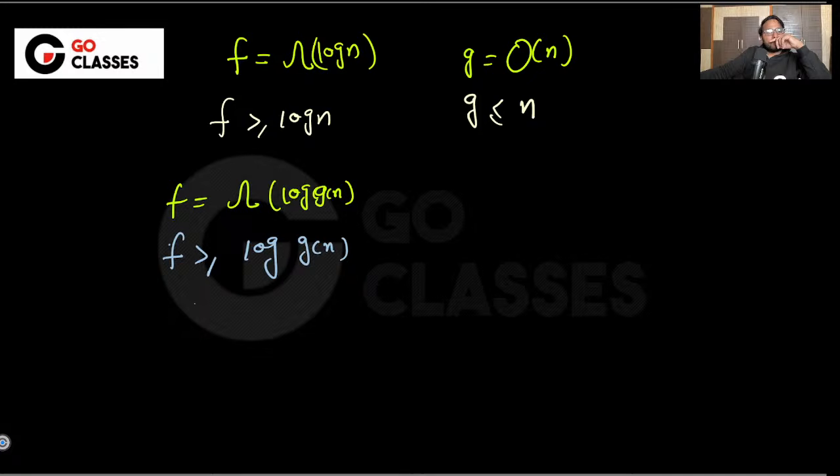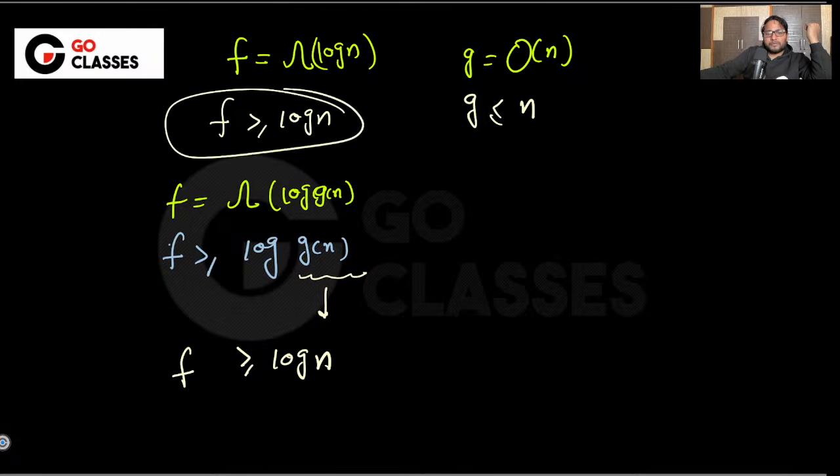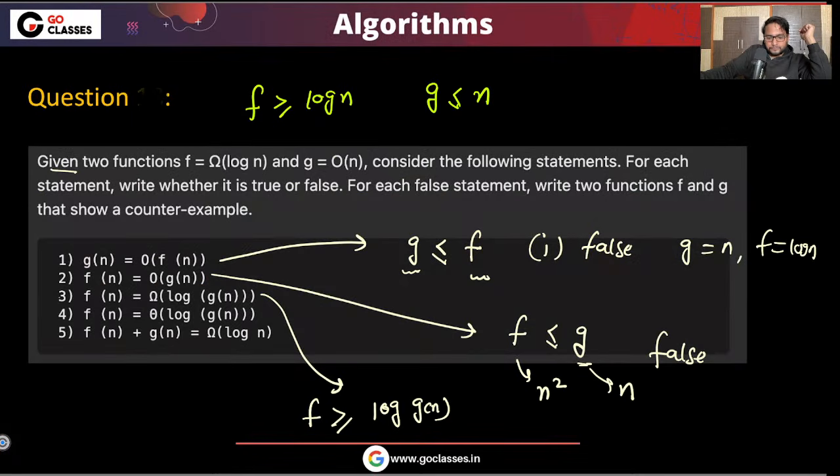Can f be greater than or equal to log of fn, log of gn? See, the maximum value of gn could be n, right? Even if it is n, then also this is log n only, right? And f is anyway greater than or equal to log n. So you will be taking the minimum value of f. Even if you take the minimum value, then also it is okay. So basically this is true.